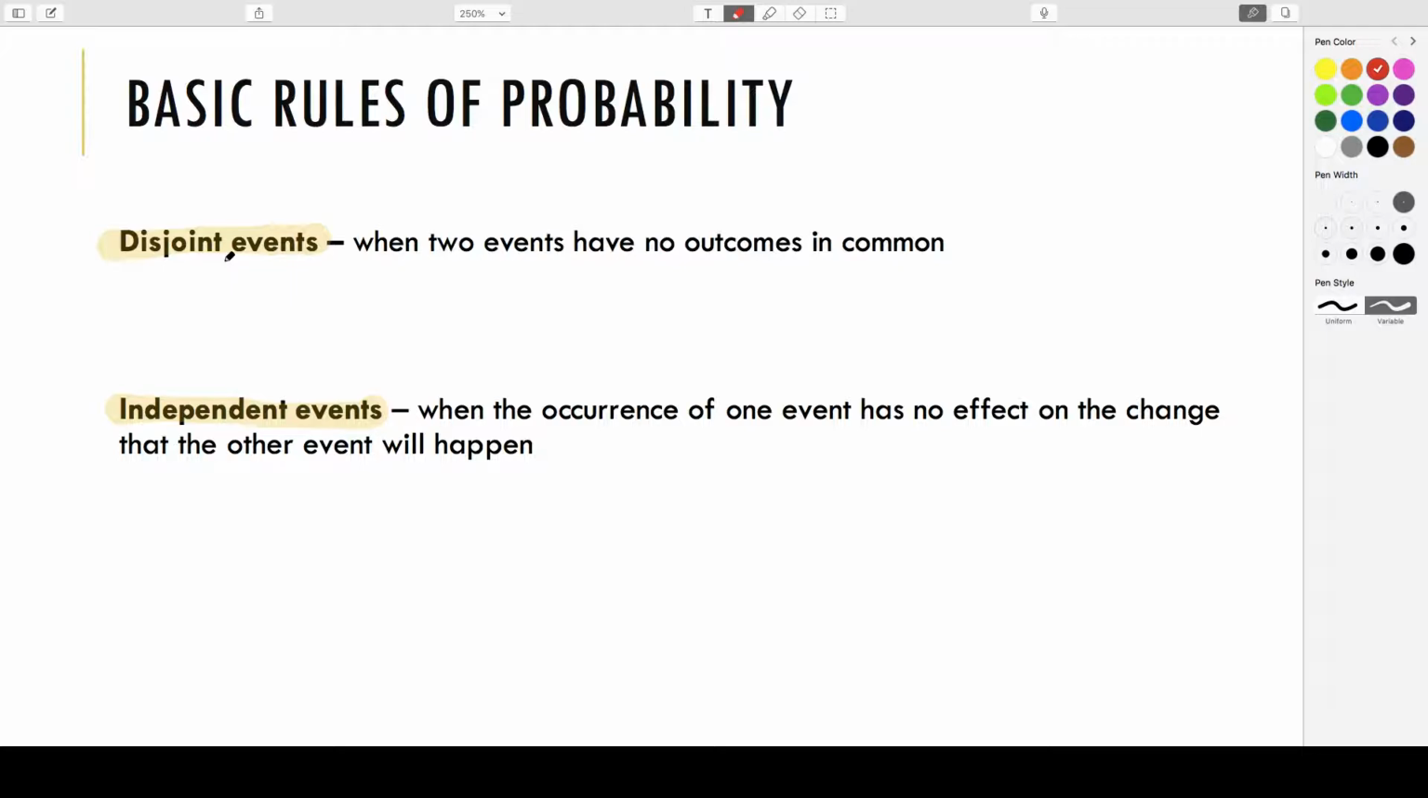So y'all agree that getting a 4 and getting a 5 are disjoint events. There are no outcomes in common. You can't get them both, right? So I tell you for sure, Jake got a 5 on the AP exam. What's the probability that he got a 4? Zero. So the fact that you knew Jake made a 5 affected the probability that he made a 4. Therefore, they're not independent.